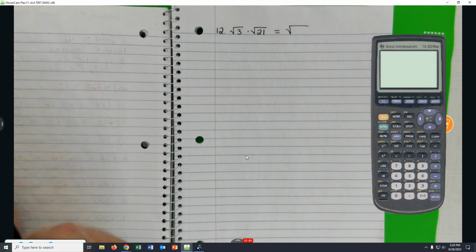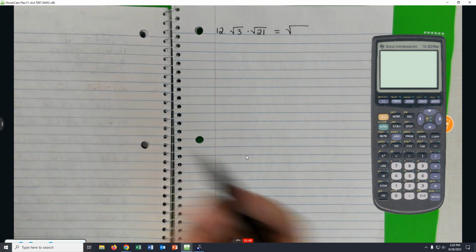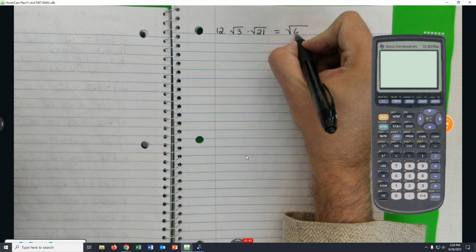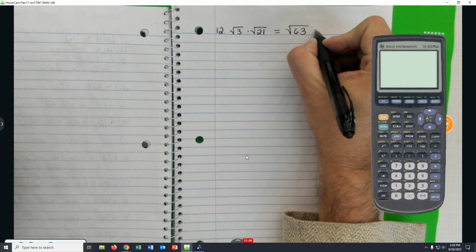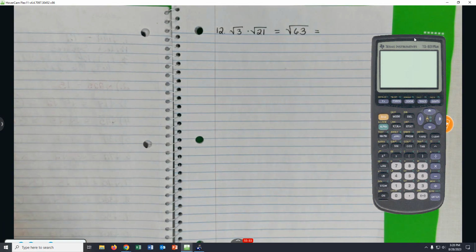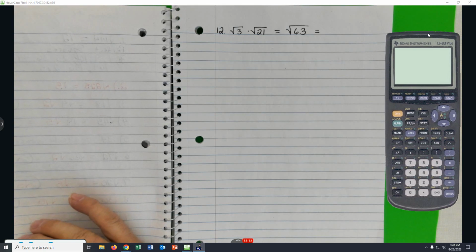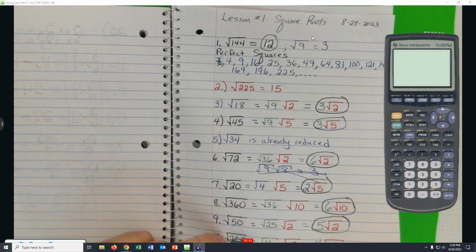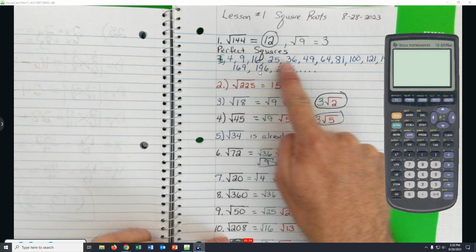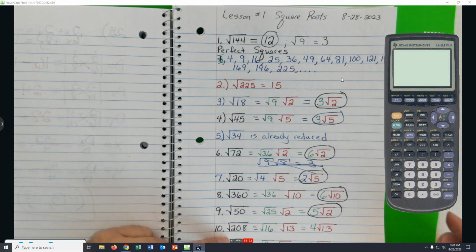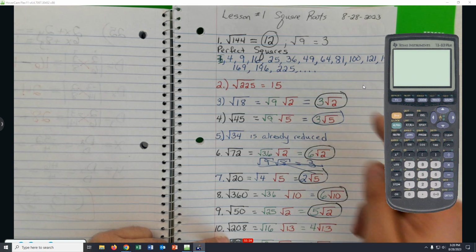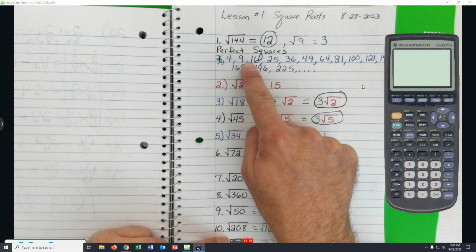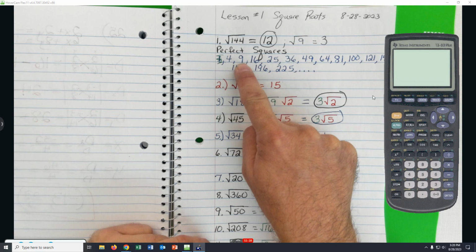What's 3 times 21? 63. Is 63 a perfect square? You always have to make sure that the square roots you're writing are simplified. Is there a perfect square that divides evenly into 63? I think there is. What's 9? 9 times 7.